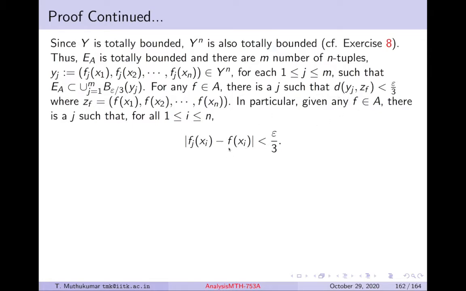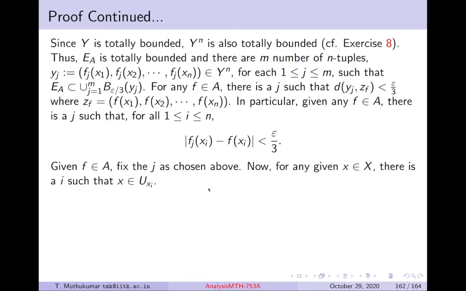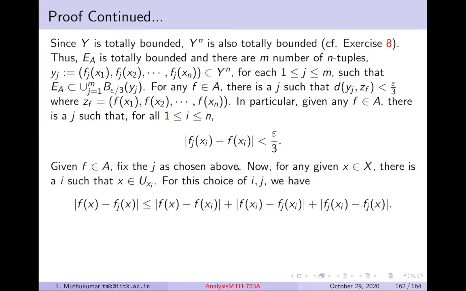This is the maximum over I basically, right? So here we are doing this for each I. So now for any f in A, we choose our J for which this happens. And for any x in capital X, there is an I such that x belongs to Uxi, because the Uxi form a cover. So any little x in capital X will be in some Uxi. So for any x there is an I such that x belongs to Uxi, and for any f in A there is a J such that this happens. So now you choose this I and J for any f in A, and for a fixed x you choose I and J such that these two happen.